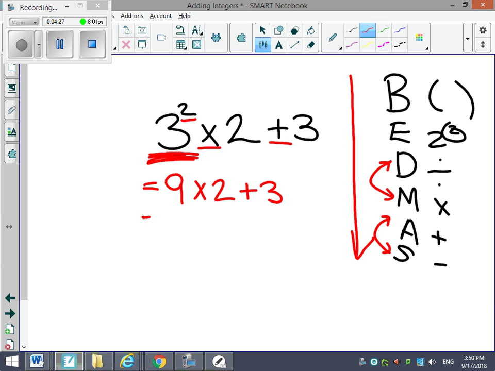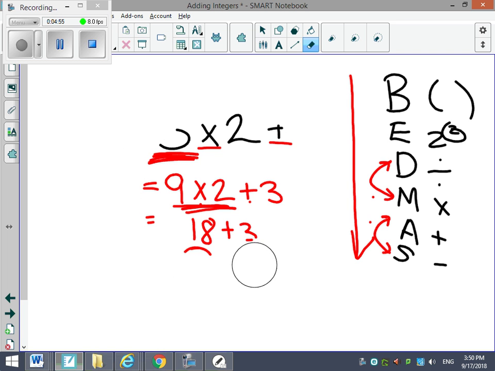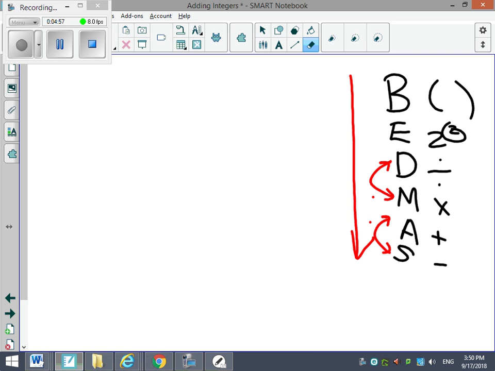Next, we either have a multiplication question to do or an addition question. We can look back to our chart over there, and we can see that multiplication comes before addition. So we're going to do this part first, and again, we're going to underline it. 9 times 2 is 18, add 3. And lastly, we have 18 plus 3, and that's 21. We circle our answer to show how we did it. So I'm just going to erase this, do one quick other one, and then the kids can get right into their order of operations tomorrow.